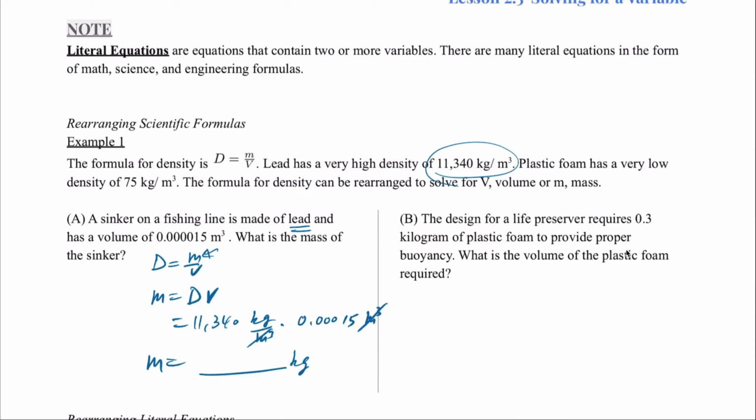In the second case, the design for the life preserver requires only 0.3 kilograms. So, that's mass, right? Because kilogram is a mass, that's m. So it's asking you to find the volume, v, using this information. So d is equal to m over v. When you cross multiply, dv is equal to m. So v therefore is m over d.